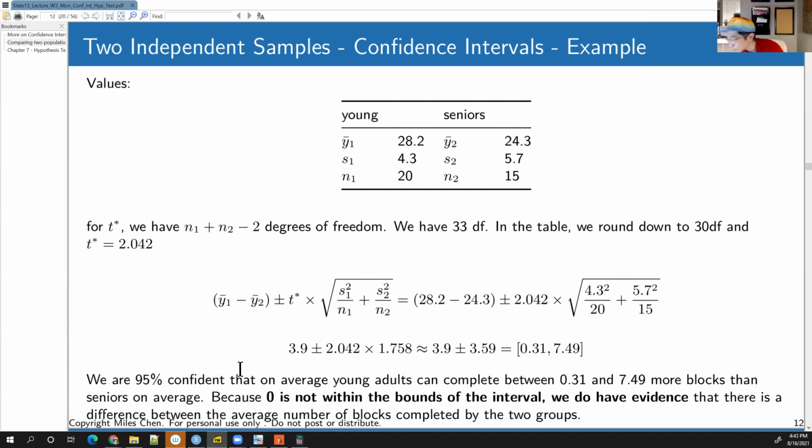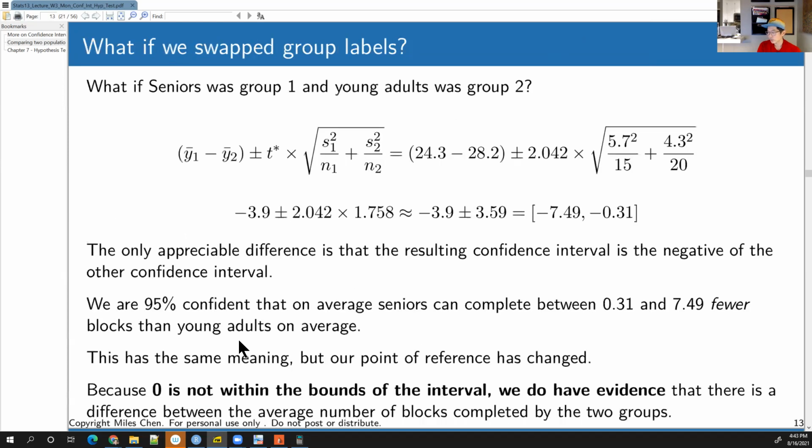We're not talking about an individual young adult and an individual senior, because you might find one individual young adult who completed only a few and one of the seniors who completed a lot. We're not saying anything about individuals. We're just talking on average about the entire groups, okay? But yes, it is a bit redundant to write "on average" twice in there, but that's what we have.